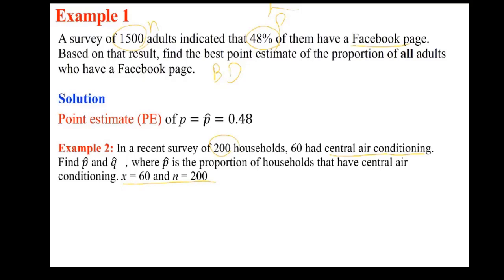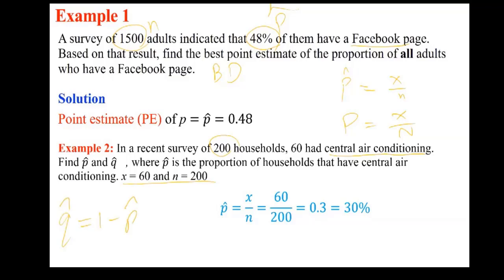I hope you remember that we discussed that as far as the formula is concerned, p hat is lowercase x over lowercase n. p is capital X over capital N. And so to come up with the answer here, to come up with p hat, we just use the formula lowercase x over lowercase n. Remember, 60 out of 200. And that's p hat. Now, q hat is just 1 minus that. q hat is 1 minus p hat, just the way we calculate q: 1 minus p.